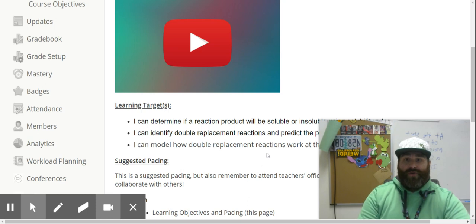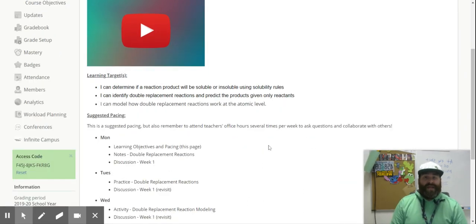So I'm going to go ahead and just show you my page here. Here are the learning targets for the week. It's all about double replacement reactions. Make sure you read through these learning targets about how we can determine if a reaction product will be soluble or insoluble using solubility rules. This is a review of stuff we talked about before, but it relates to double replacement reactions, so we've got to remind ourselves about it.